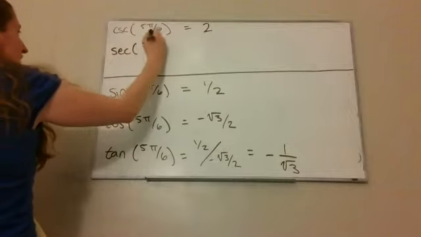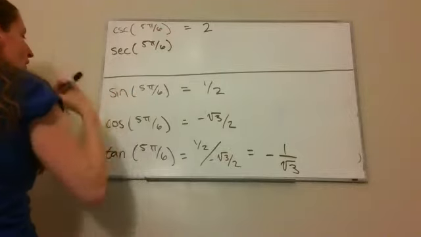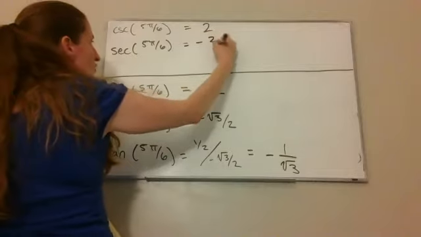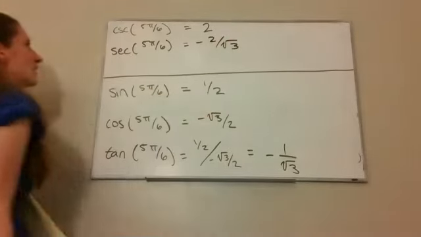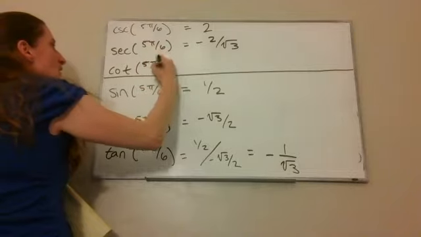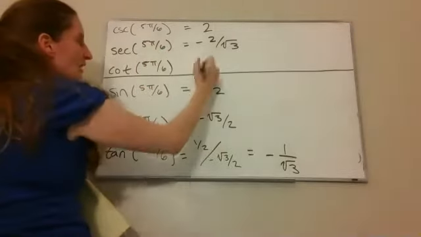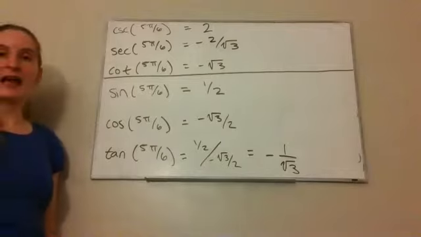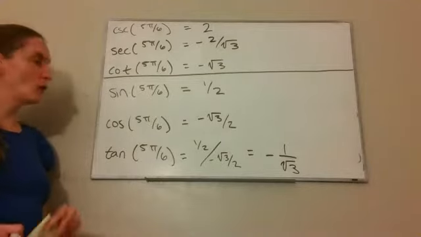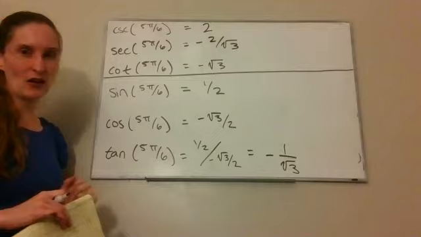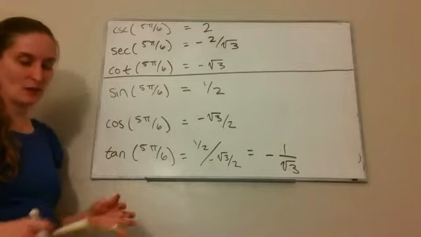My secant is going to be 1 over cosine, so I just have to flip this guy upside down and get negative 2 over square root of 3. And then my cotangent is 1 over tangent, so I can flip that guy upside down and get negative square root of 3. And there we have all of our 6 values. So once you have that unit circle memorized for your sine and cosine, you can get all the others just by examining different ratios.